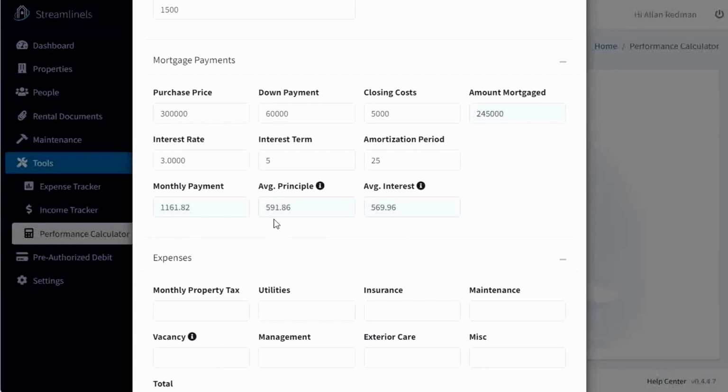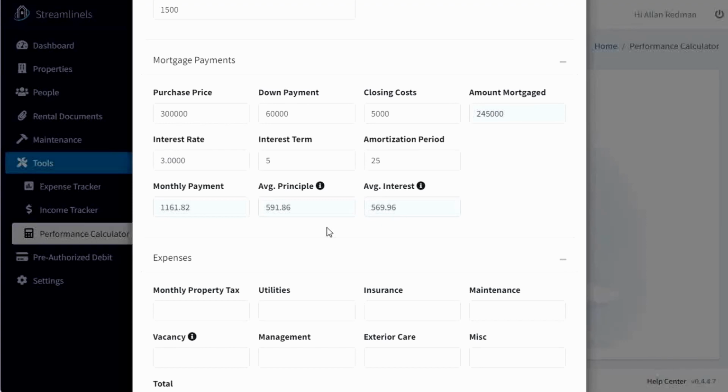Your average principal, just to give you an idea what this means, is over the period of the interest term, so over 5 years, the average amount of principal that you're paying per payment is $591.86, and that's the same for the interest. The average interest is $569.96.